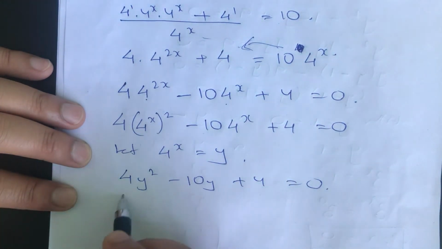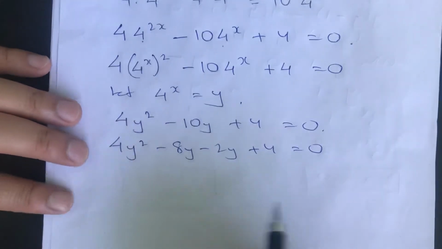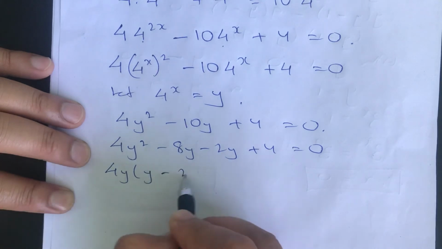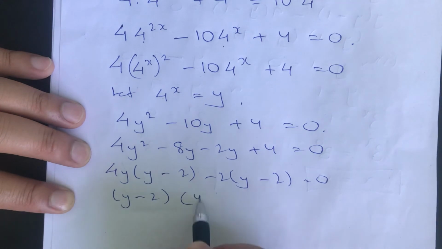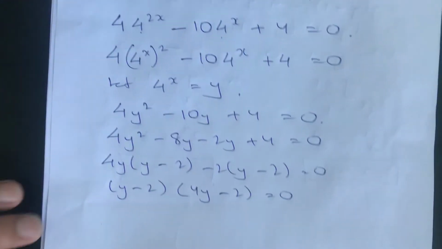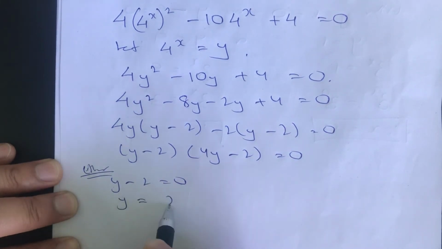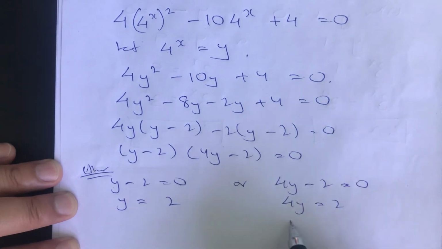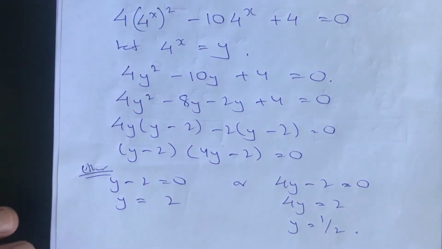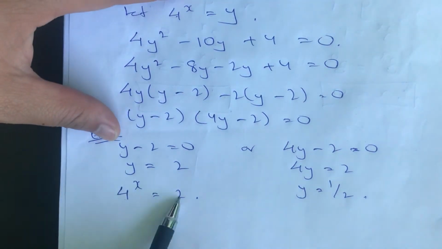Then the factors are 4y squared minus 8y minus 2y plus 4 is equal to 0. Then I get 4y(y minus 2) minus 2(y minus 2) is equal to 0. So one factor is y minus 2, another is 4y minus 2, is equal to 0. So either y minus 2 is 0, that is y is equal to 2, or 4y minus 2 is 0, so 4y is equal to 2, y is equal to 2 by 4, that is equal to half. But what is y? y is 4 to the power of x, so 4 to the power of x is equal to 2.